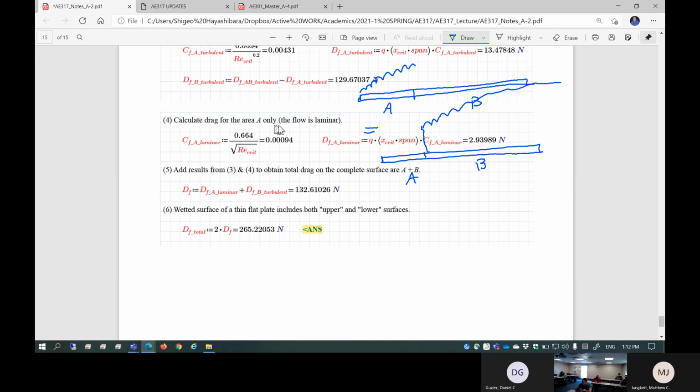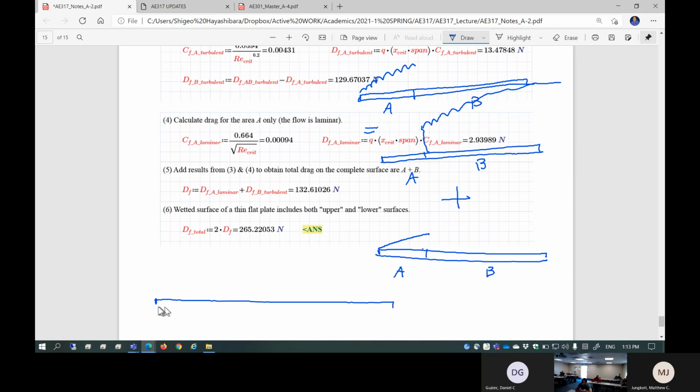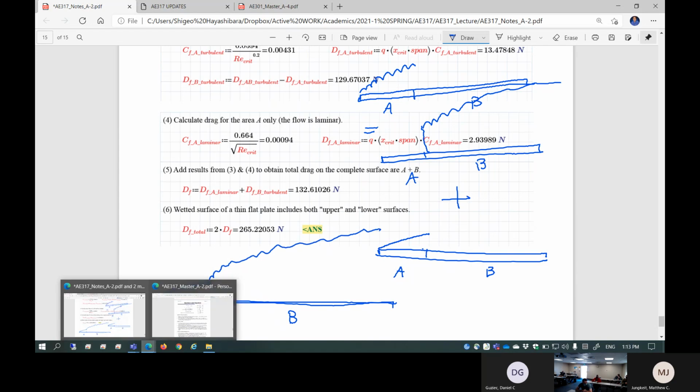Then calculate the drag for area A only, if the flow is laminar. That means this is area A, this is area B, and this is laminar flow. So those two added together are going to be the entire picture. Does it make sense? Okay, so that's the strategy. The entire picture is, this is laminar, and then transition happens here. This is the total picture.